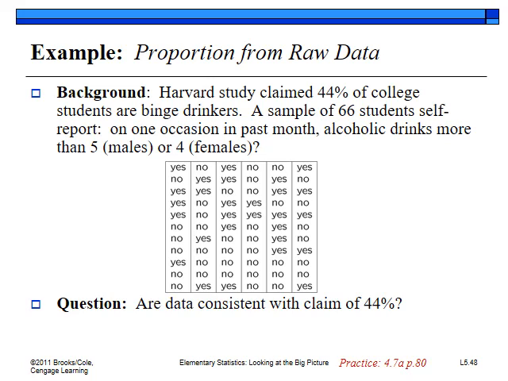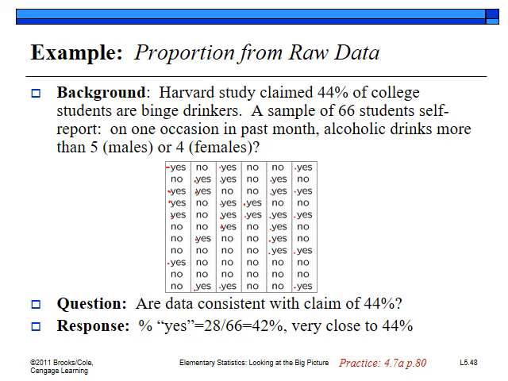Well, let's go through and count the yeses. There's 1, 2, 3, 4, 5, 6, 7, 8, 9, 10, 11, 12, 13, 14, 15, 16, 17, 18, 19, 20, 21, 22, 23, 24, 25, 26, 27, 28 yeses. It's 28 out of 66, which is 42%. That's pretty close to the 44% that the study claimed, so I would say that our sample looks pretty consistent with the results of that study.